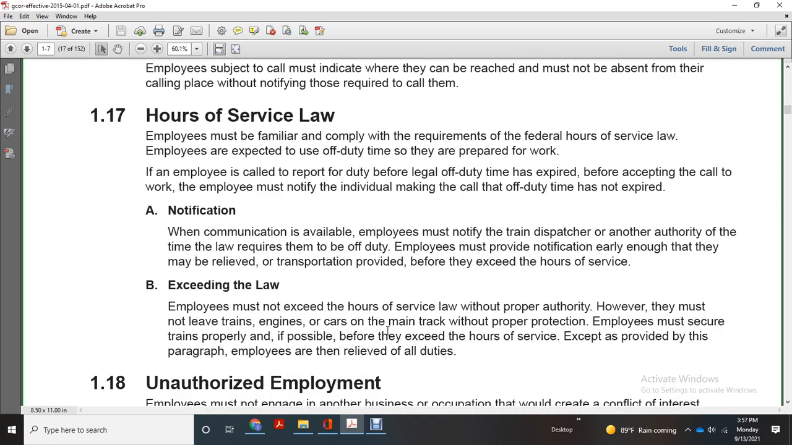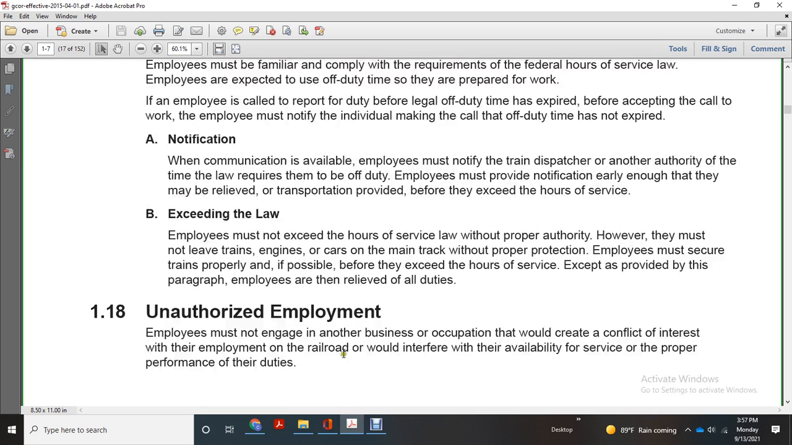Exceeding the law. Employees must not exceed the hours of service without proper authority. However, they must not leave the train, engines, or cars on the main track without proper protection. Employees must secure the train properly, if possible, before they exceed the hours of service. Except as provided by this paragraph, the employees are then relieved of all duties.